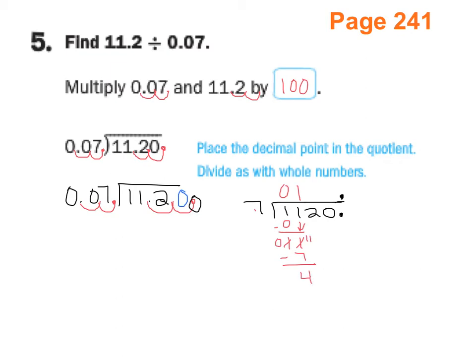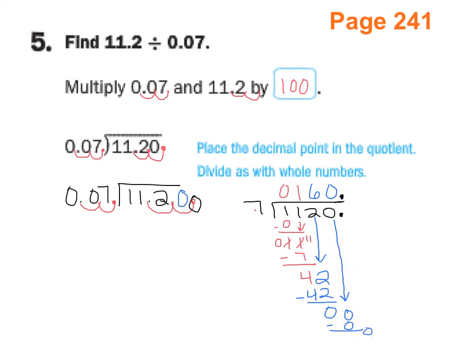I'm going to switch colors. Bring down the 2. 7 goes into 42 6 times. Subtract and I get 0. And don't forget this 0, I have to bring it down. 7 goes into 0 times. 0 times 7 is 0. So I've used up all my digits up here in my dividend. And I don't even need to add anything over here because my decimal ended on its own.